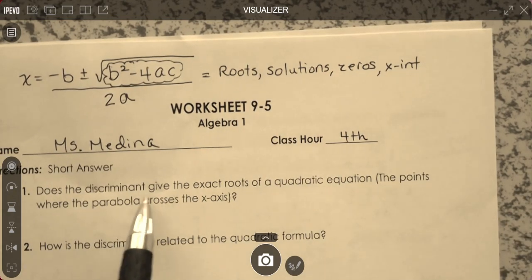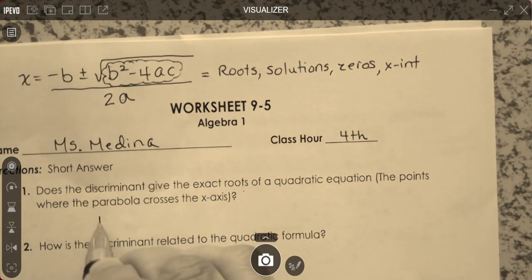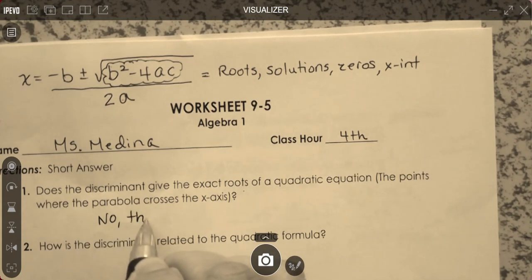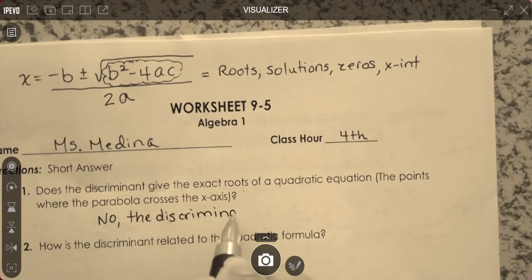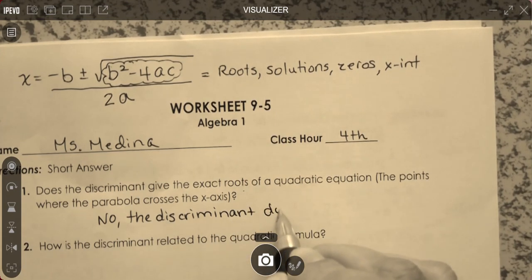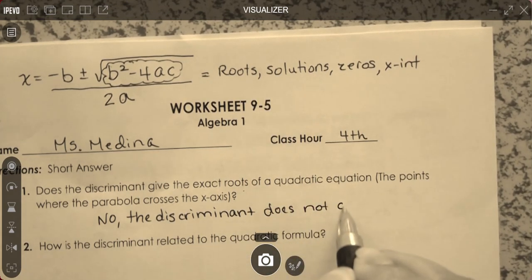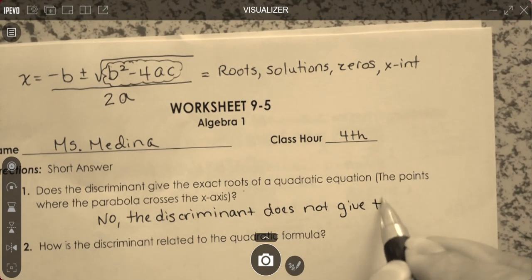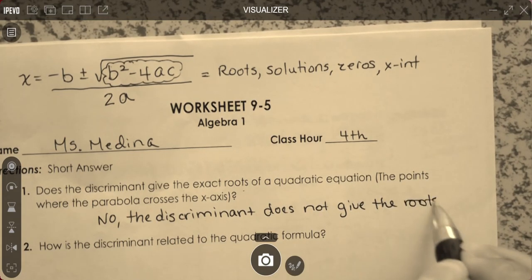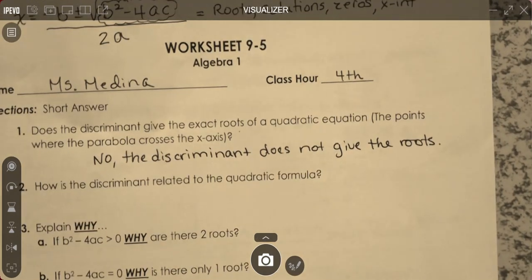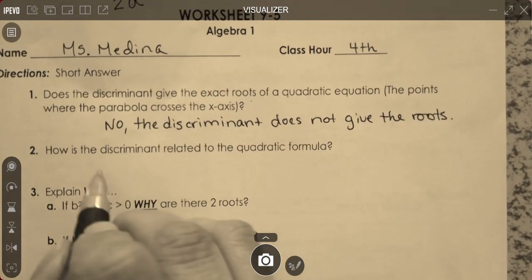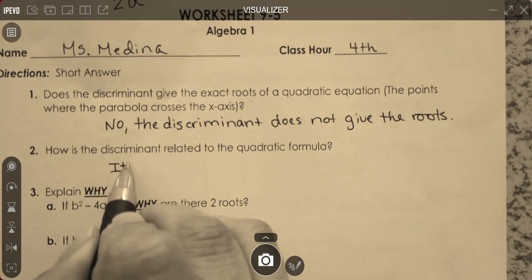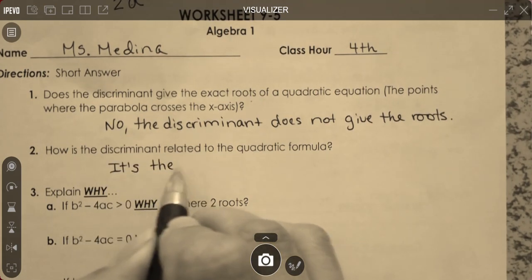Okay. So does the discriminant alone give us the roots? No. The discriminant does not give the roots. How is a discriminant related to the quadratic formula? Well, we just said it's inside the radical sign. It's the expression inside the radical sign.